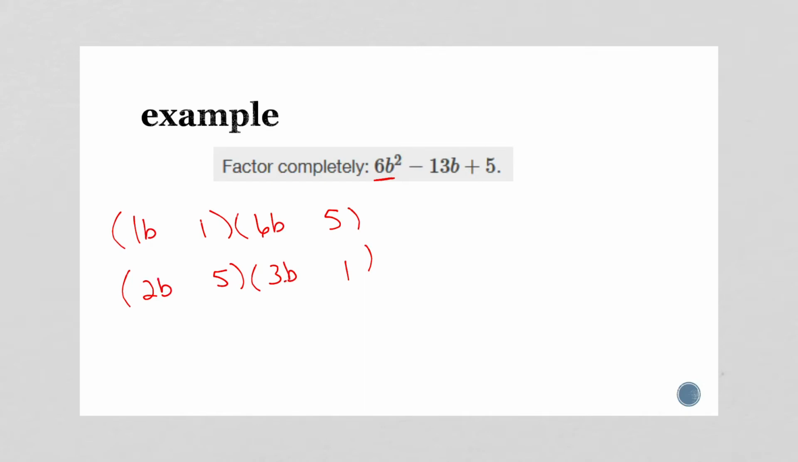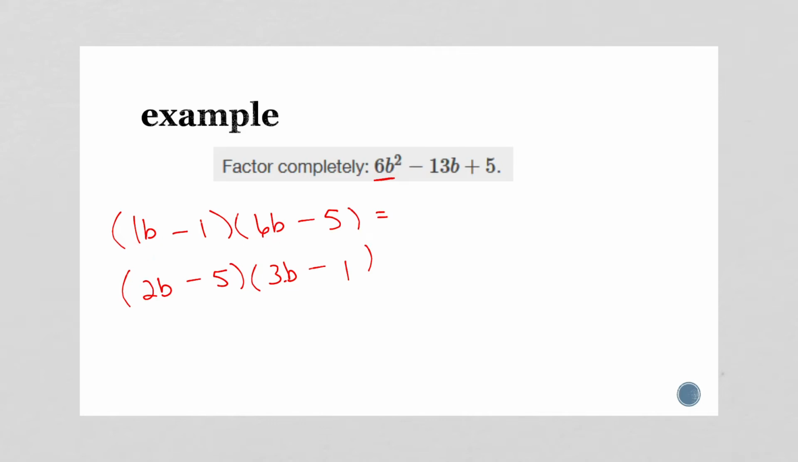I also want you to notice that this is a positive, right? But this is a negative. So that means both of these have to be negative, because a negative times a negative is a positive, but a negative plus a negative is a negative, right? So both of these have to be negative. All right, so let's multiply these out and see which one gives us the correct answer.